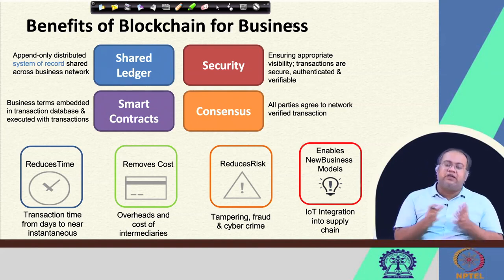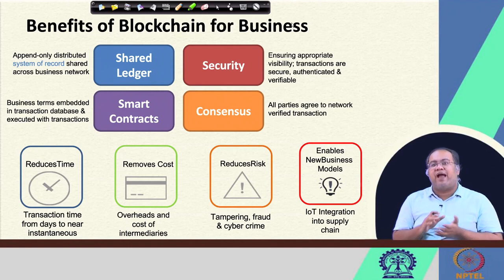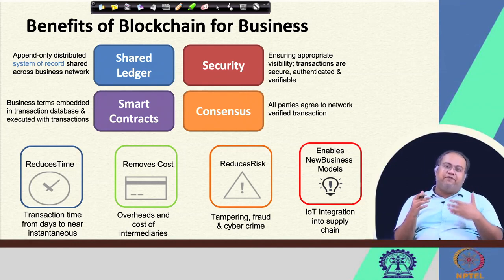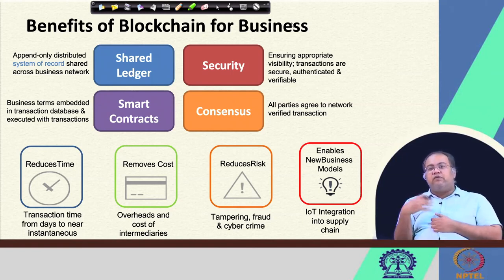And finally, this consensus mechanism which is there at the back end of a blockchain ensures that all the parties agree to network verified transactions. So, everyone is in the same space, or in the same frame, where everyone can see the same information and they can take their decision based on the information that they have. So, that is the kind of beauty, that is the kind of power which is being provided by a blockchain platform.